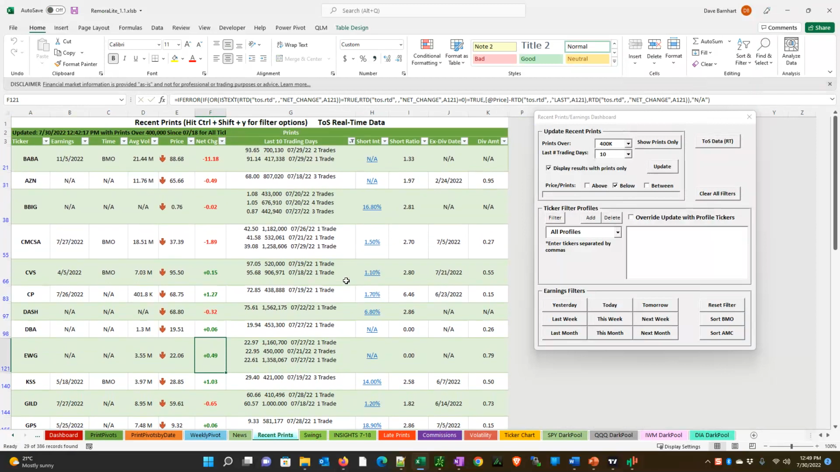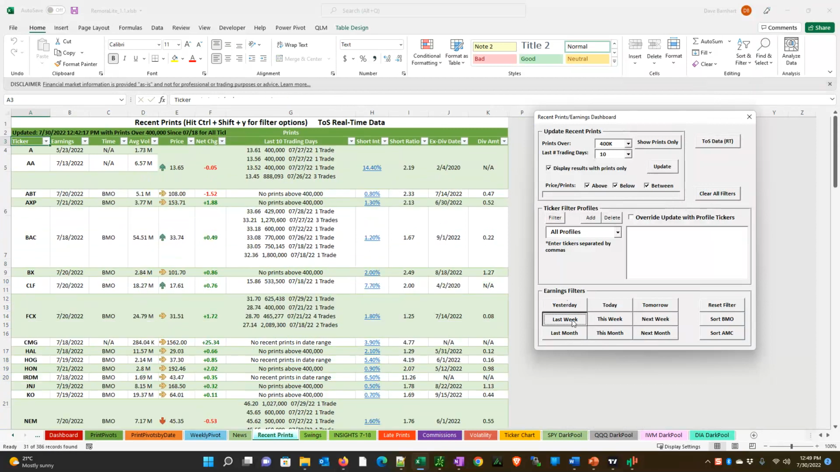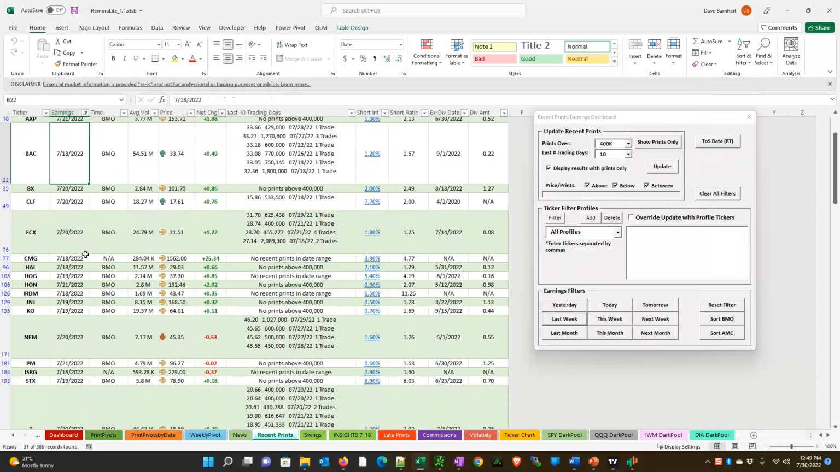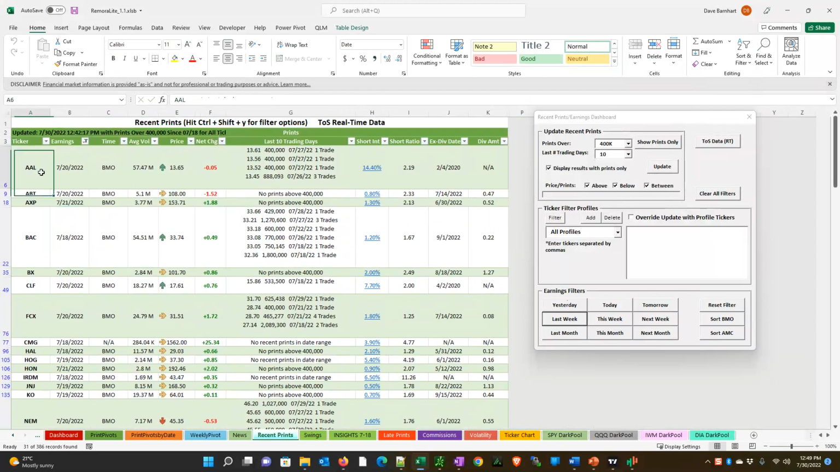And the other thing that we can do here, I'm going to clear these filters. Here's earnings filters. Some of you might like trading earnings. So if I clicked, for example, last week, these were all of the tickers that had earnings last week. And if you wanted to trade any of them, we knew that American Airlines was on the 20th before the market opened, well, on the 19th, you might have placed some sort of trade against it if that's what you wanted to do.